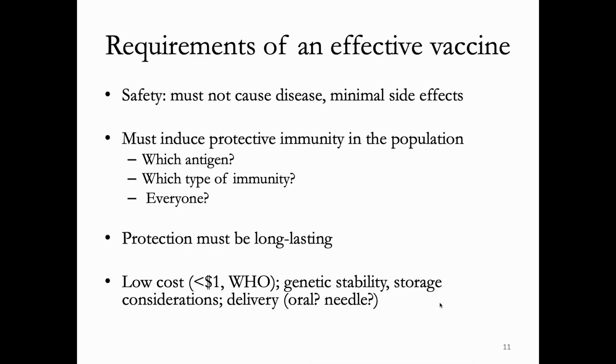So in order to do vaccine development and get a safe vaccine, you've got to think about safety. You want your vaccine not to cause disease and to have minimal side effects. You want to think about making sure that you have protective immunity in the population. So which antigen? Is that antigen going to work for every MHC type? Is that antigen going to work for all different people? Which type of immunity? Antibodies, T cells, whatever. Which route? You want that protection to be long-lasting.